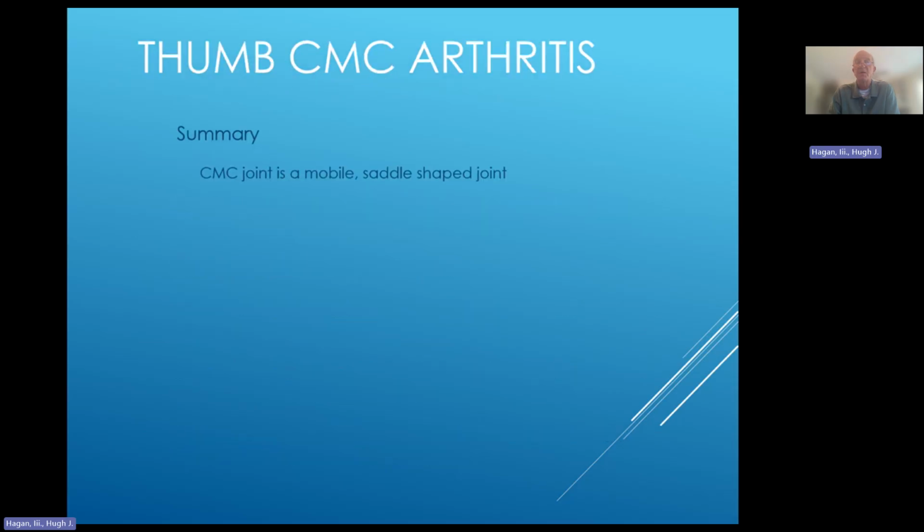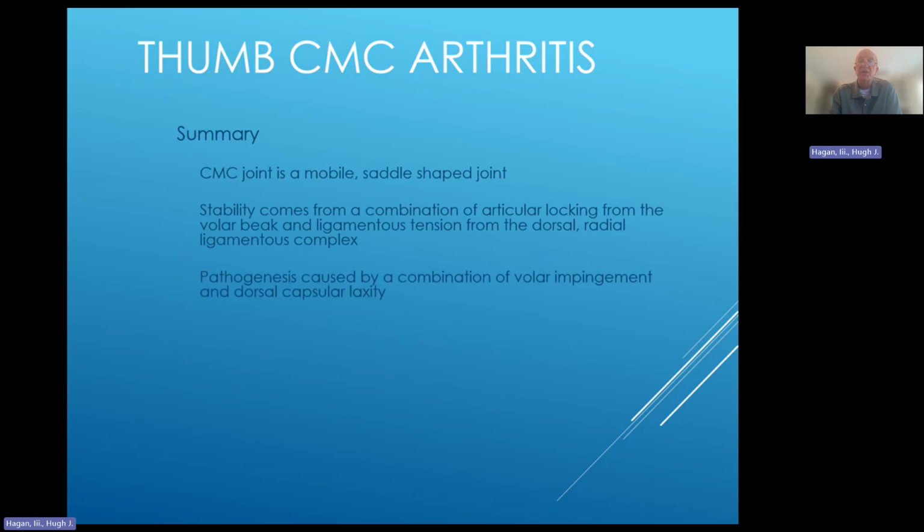So in summary, the CMC joint's a mobile saddle-shaped joint. The stability is a combination of articular congruity and ligamentous tension from the dorsal ligamentous complex. That pathogenesis is a combination of ligamentous laxity, bone wear, and hyperextension of the thumb MP joint. Non-operative treatment can be very effective, and you should pursue it as best you can for as long as you can, explaining to the patient that you're never missing an opportunity by delaying surgery.